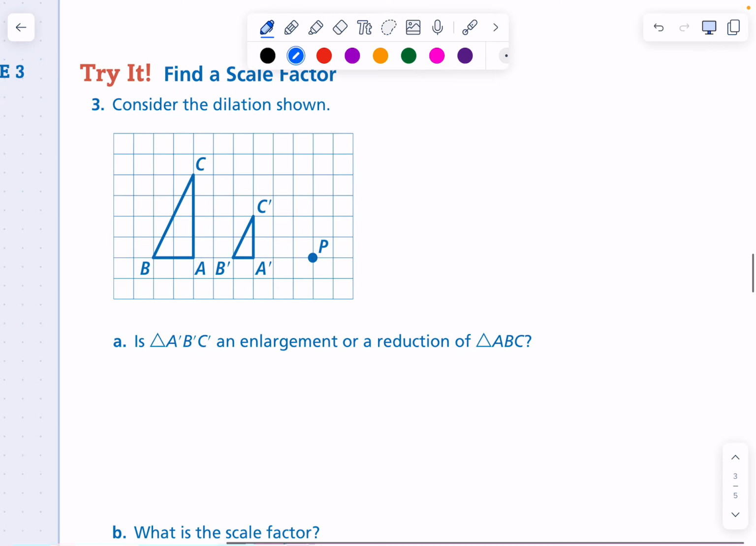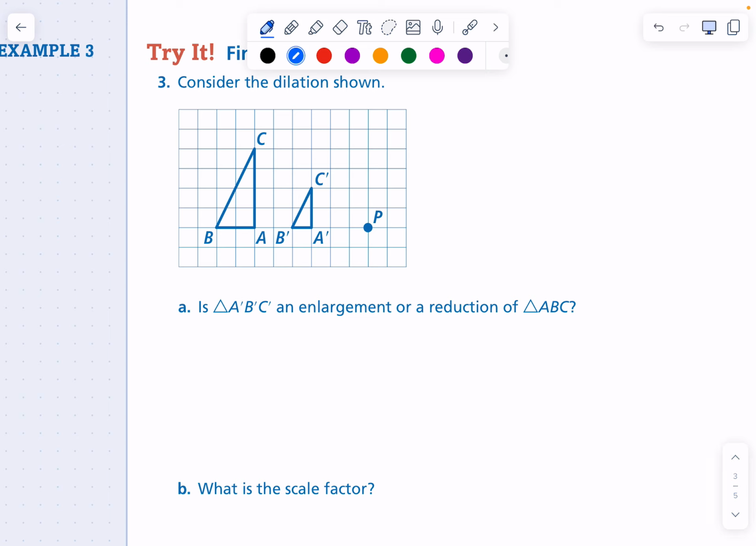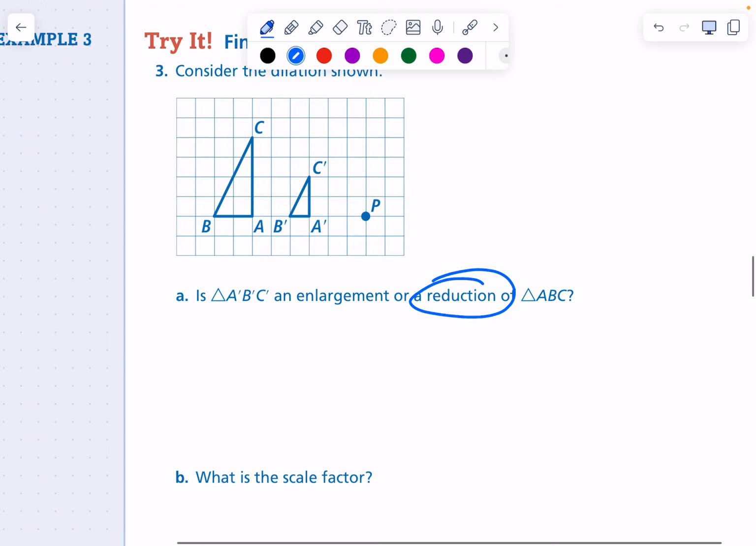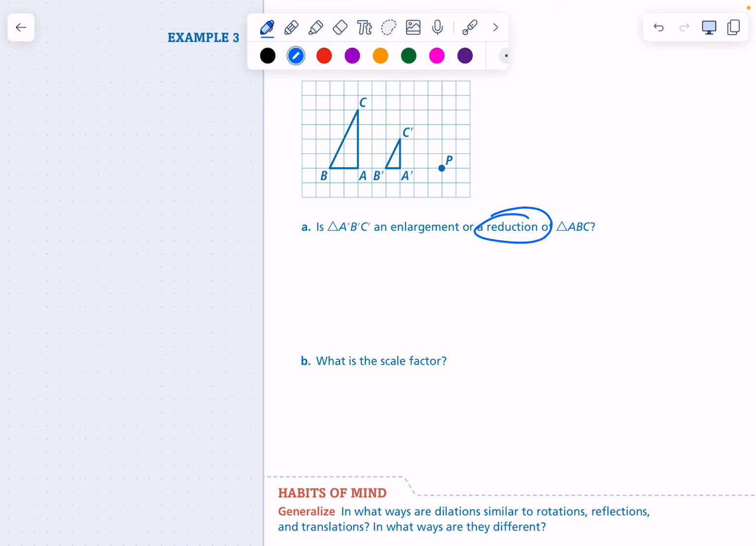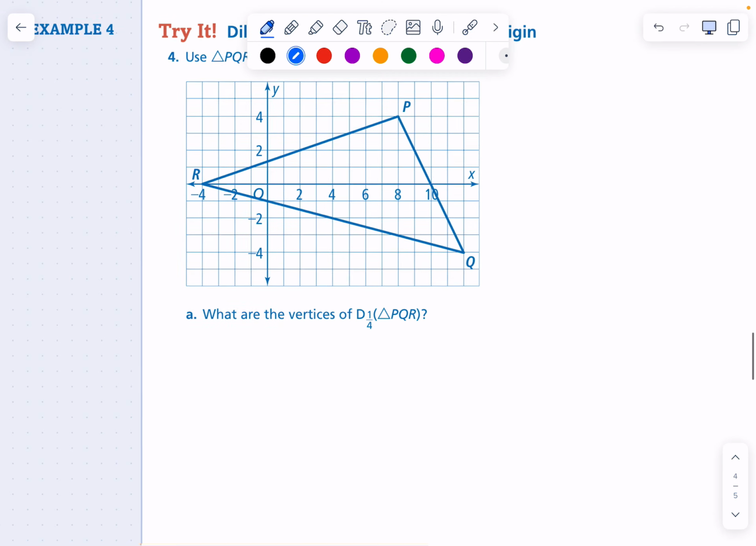Now let's talk about number 3. First of all, how do we know whether it's an enlargement or a reduction? Lucas? Okay, so is this an enlargement or reduction? Reduction. It's a reduction because the A prime, B prime, C prime is smaller. And if it's a reduction, we know our scale factor is less than 1. Specifically for this example, what is it going to be? 1/2. We've got this, don't we? Okay. Now let's go to the next page, okay?